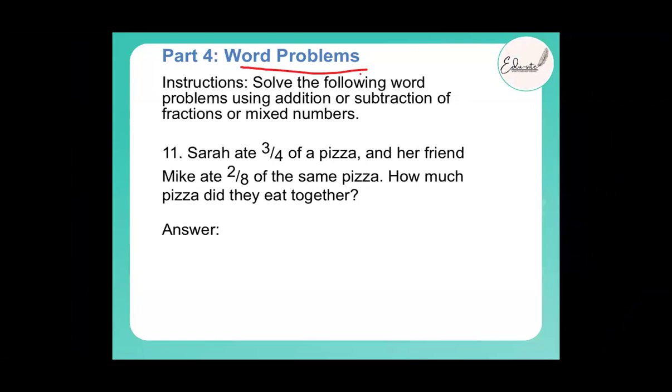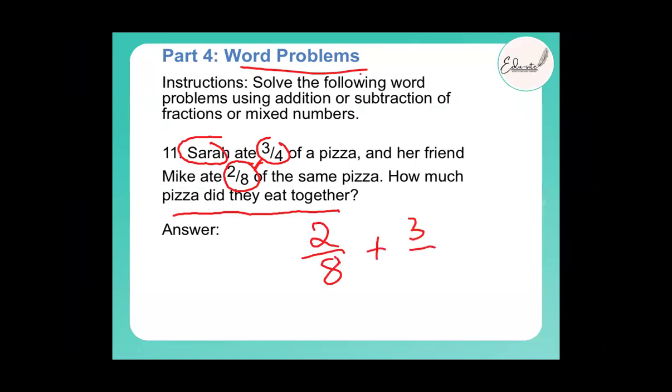This is part 4. The first question is: Sarah ate 3 by 4 of a pizza and her friend Mike ate 2 by 8 of the same pizza. How much pizza did they eat altogether? So I'm plusing? Yes, you're going to plus it, okay? So let me just say 2 by 8 plus 3 by 4, because the question is altogether, right? Yeah. So 2 by 8 plus 3 by 4.